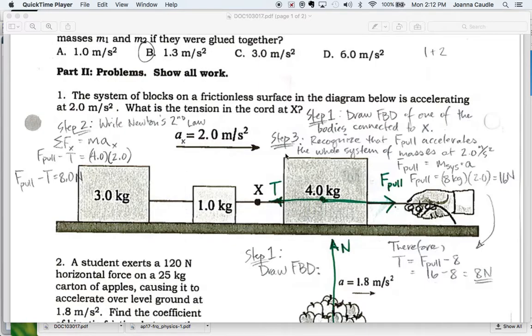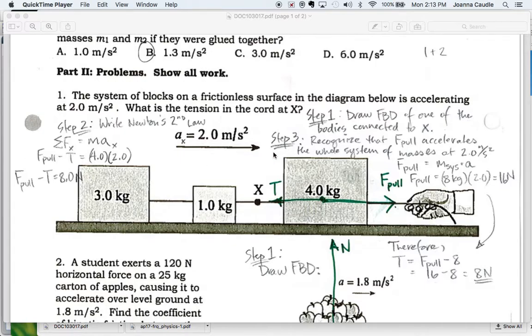As in almost every problem you do which involves forces, the first thing you should do is draw a free body diagram. In this case, we're being asked to find the tension in the rope at point X. So I suggest that you pick any one of these masses that's connected to point X. I happen to pick the 4 kilogram box. So I drew the two forces that are acting in the horizontal direction. These are the ones that are going to contribute to the acceleration of the system.